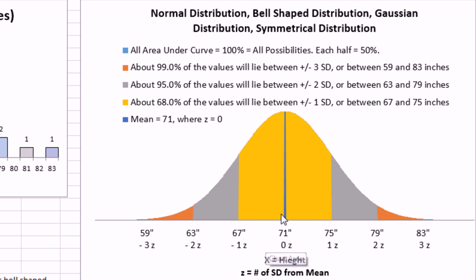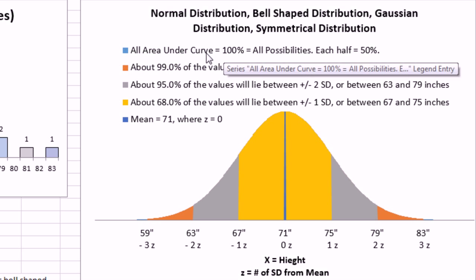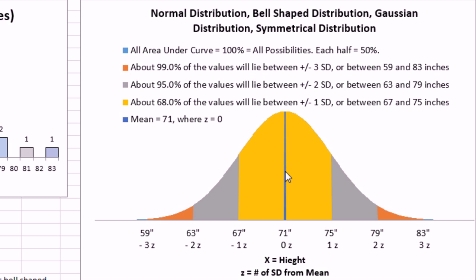I've color-coded this and have this legend up here. All the area, including way out in the upper tail or way down in the lower tail, is 100%, all possibilities. Actually, from the mean all the way down is 50%, and from the mean all the way up is 50%. But between plus or minus 1 standard deviation, that's 68%. Between plus or minus 2 standard deviations, all that area that we'll calculate in Chapter 6, that's 95%.